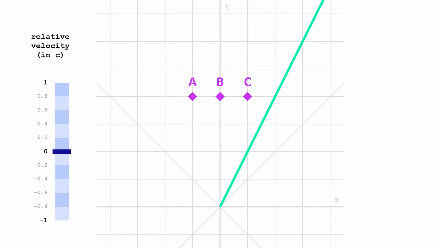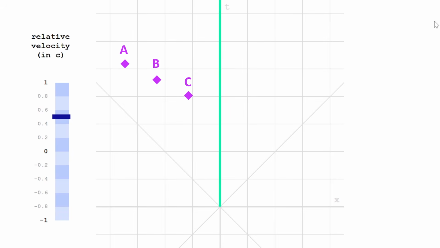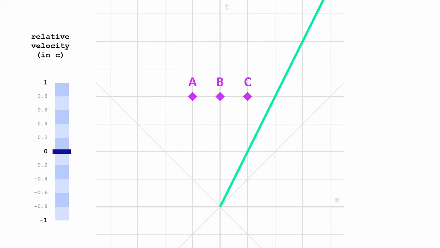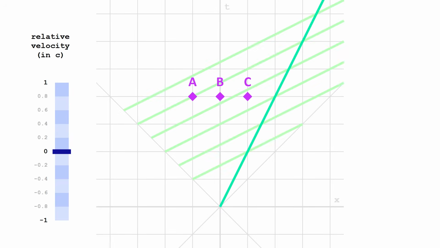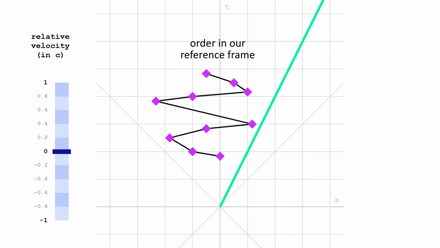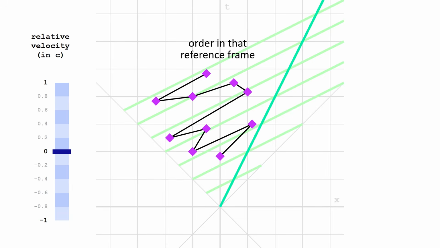In this example, events A, B, and C are simultaneous, but after switching, they occur in the order C, B, A, which can be seen by executing the transform or just using simultaneity lines. And this same principle even applies with more complicated distributions. Next up, let's look at length contraction.